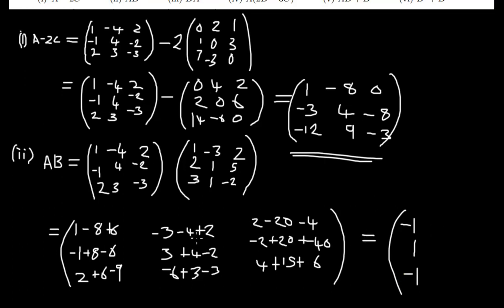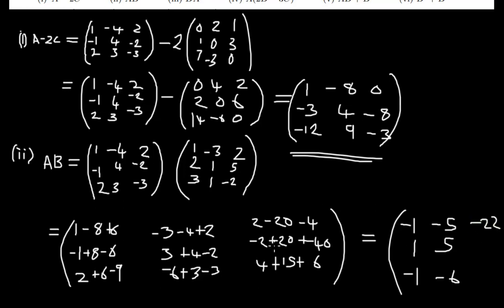Move on to the next part. Negative 3, negative 4, you get negative 7 plus 2, you get negative 5. And then 3 plus 4 is 7 minus 2, you get a positive 5. And then negative 6 plus 3 minus 3, already this 3 minus 3 is 0, so we remain with negative 6 there. And then 2 minus 20, that's negative 18 minus 4, you get negative 22.